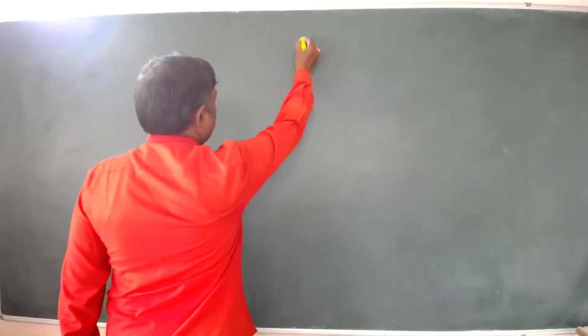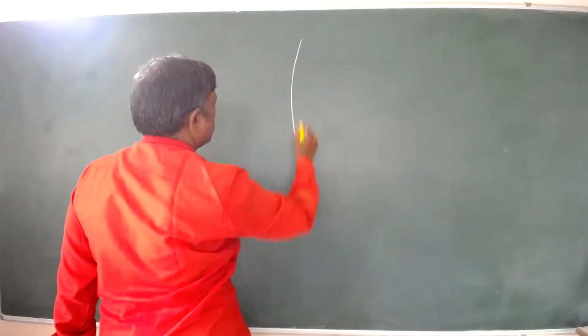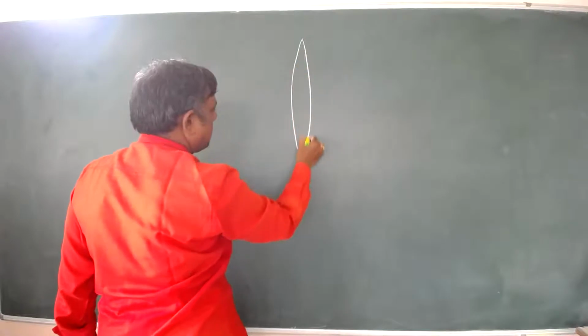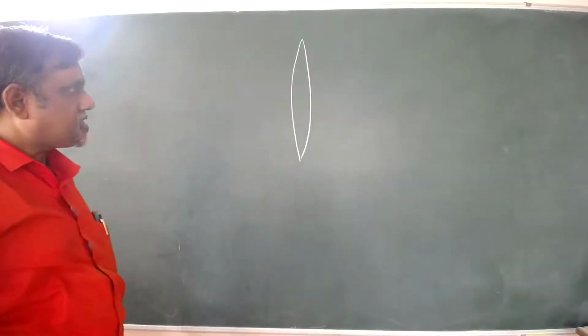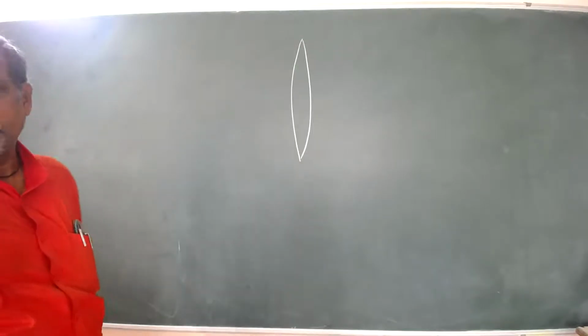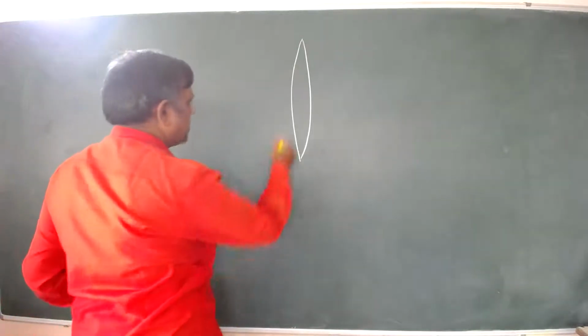Look at this, I am drawing. Here, I have taken a convex lens. This is a convex lens. You try to draw the lenses as thin as possible. Now, first of all, you need to mention all the things.